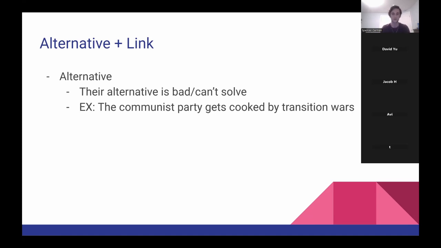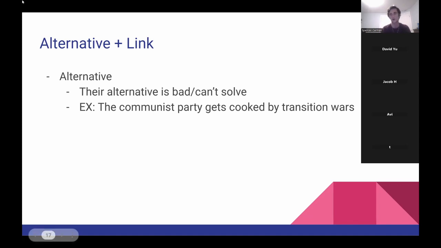An example of this would be that the Communist Party gets absolutely cooked by transition wars. Capitalists are not going to go out peacefully. They're going to freak out. It's not going to be a peaceful transition. I see some of the stuff in the chat, so I'll answer questions at the end.